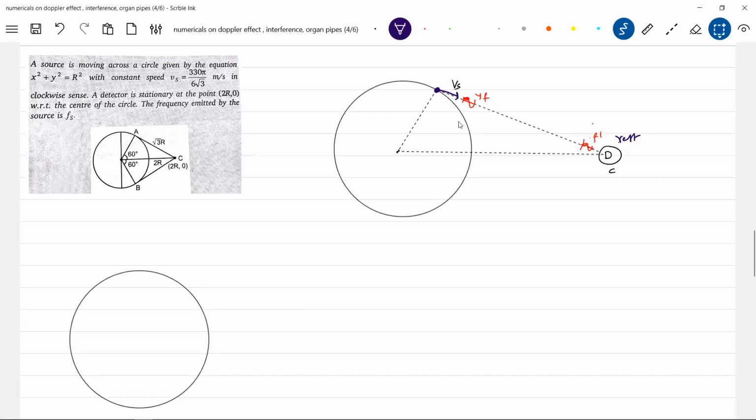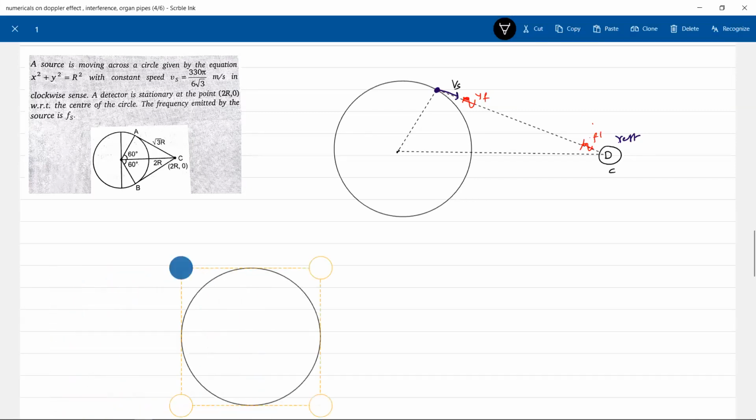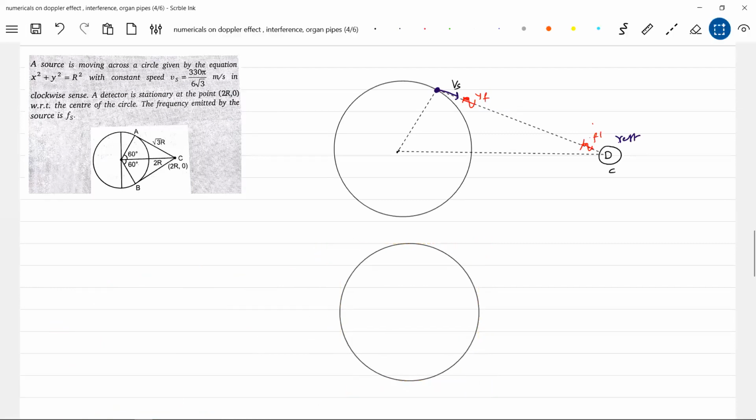Now, similarly, what happens when the source is receding away? I should draw a tangent to the circle, no? Yes. Now the source is here, and it will have velocity. So in this case, it will generate a wave. Now also it will generate a wave. So when it generates a wave, that wave will be received by the detector.